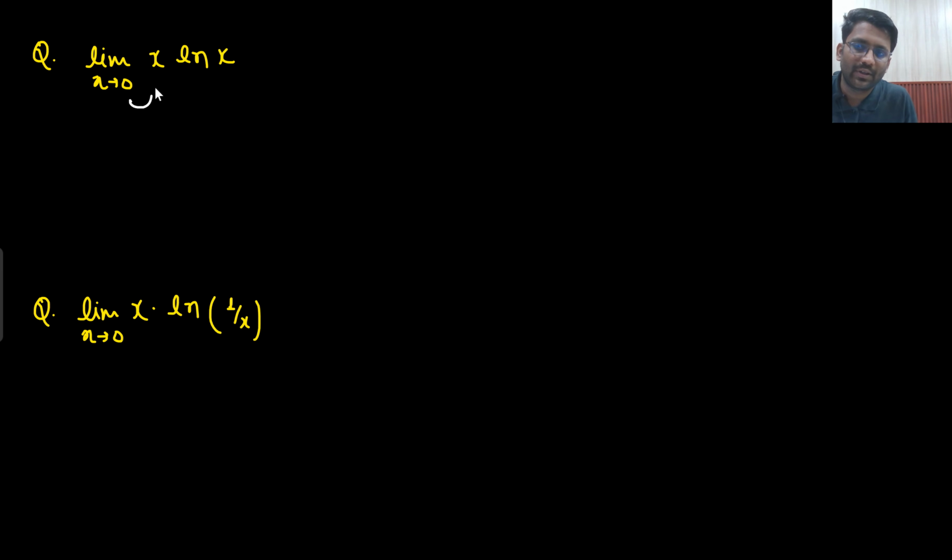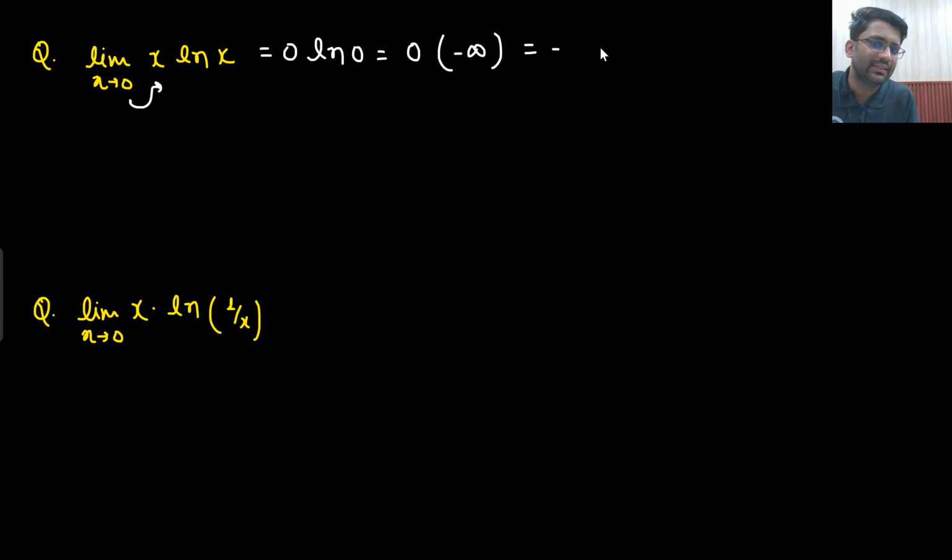What will you do? Directly put the value. Sir, what are you getting? 0 ln 0. What is ln 0? Ln 0 is minus infinity. So 0, eventually this is just some negative sign. 0 into infinity form you are getting. Sir, it is the brother of 0 by 0. So what do I need to do? I need to take one of the expressions downward.